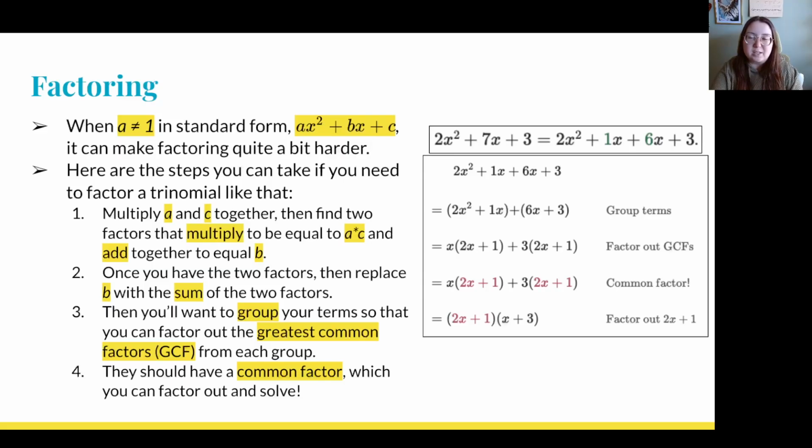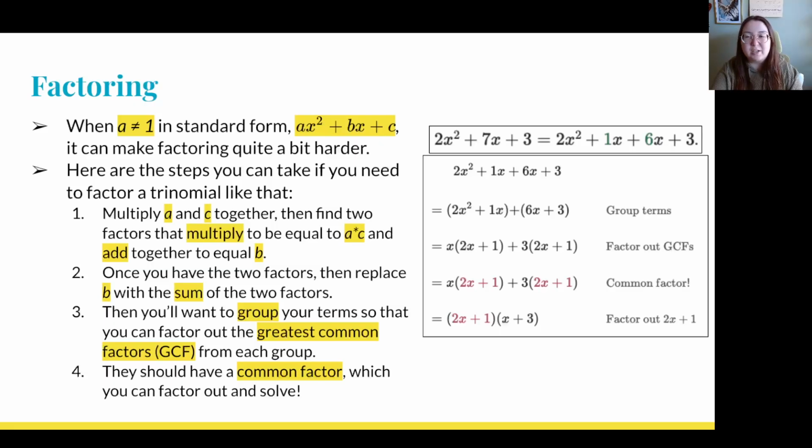So step 1 that you would do is you would multiply a and c together. So a is the coefficient in front of x squared, and c is the number at the end. Then you find two factors that multiply to be equal to a times c and add to equal b, the number in the middle. This is very similar to our generic factoring technique. So with 2x squared plus 7x plus 3, we multiply 2 and 3 together. So 2 times 3 is 6.